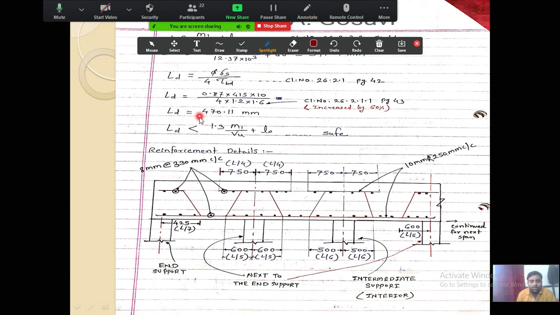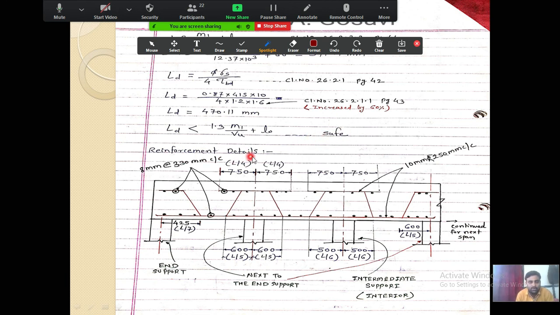And after this, if you solve this, you will get the development length LD as 470.11 mm. Now compare the value. LD is 470.11, which is less than the value we have calculated here. So it is safe. Whenever the value of LD is less, then it is safe. If the value of LD is more, then you need to revise the section. So here the third check is also over.